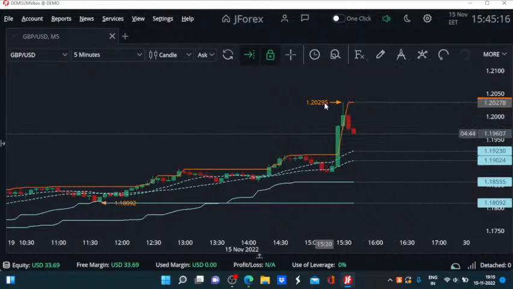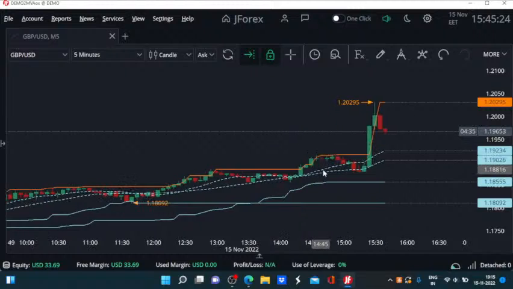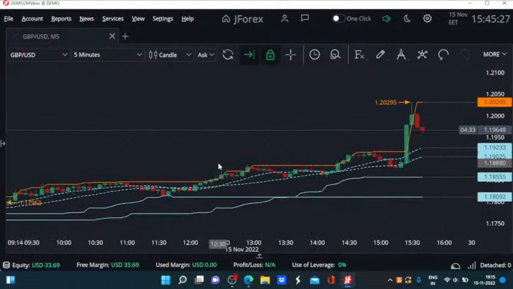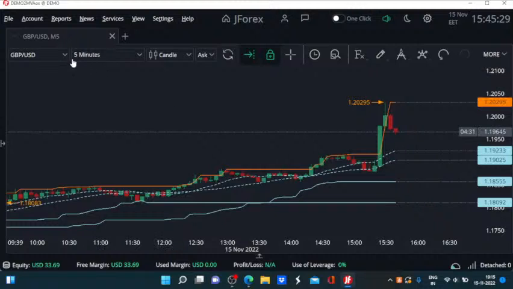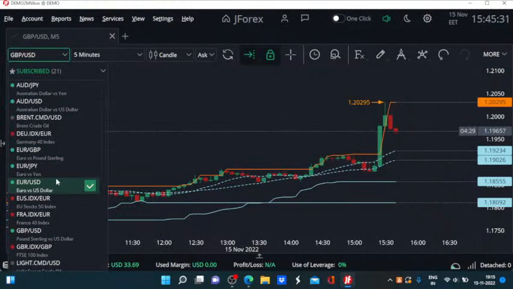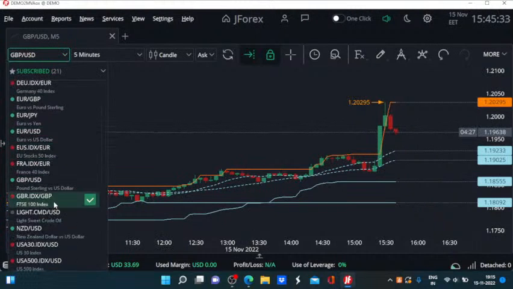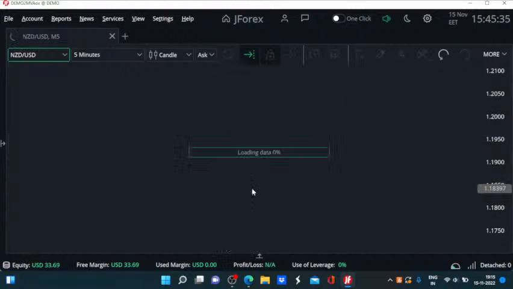the psychologically important level of 1.20. So it will be interesting to see how the day closes for GBP. But as of now, the momentum is clearly bullish and it seems to be on stronger footing compared to even the euro. So far, we have considered three currencies, and the GBP seems to be the strongest of the three.